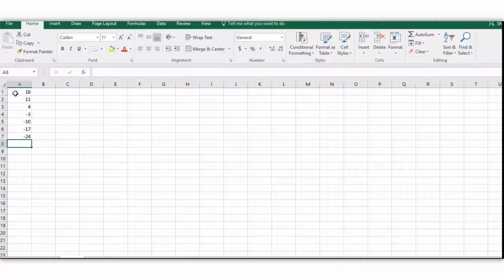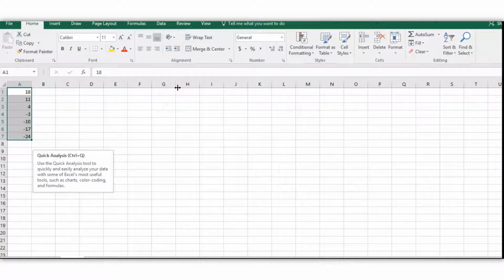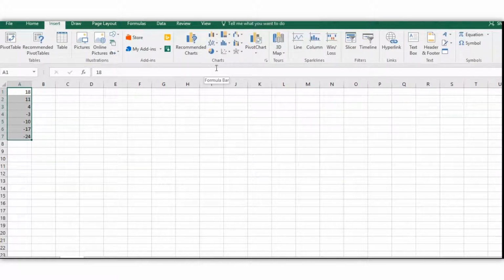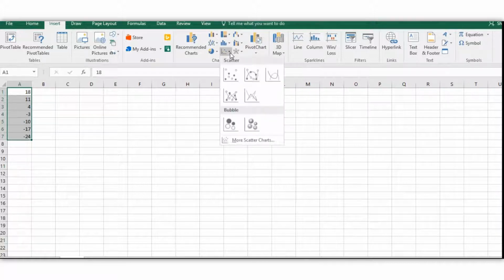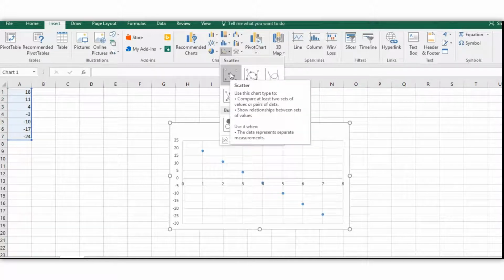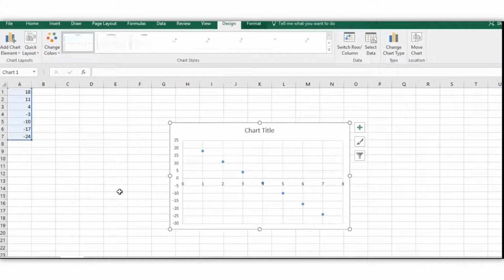We're asked to graph this. And so I'm going to highlight the terms that I have entered using my common difference. And I'm going to go over here and hit Insert. And I'm going to choose Graphs. And I'm going to choose this one right here where, when I hover over it, it says Insert Scatter Plot. I'm going to drop this box down and pick the scatter plot right there. And boom, there's my graph.